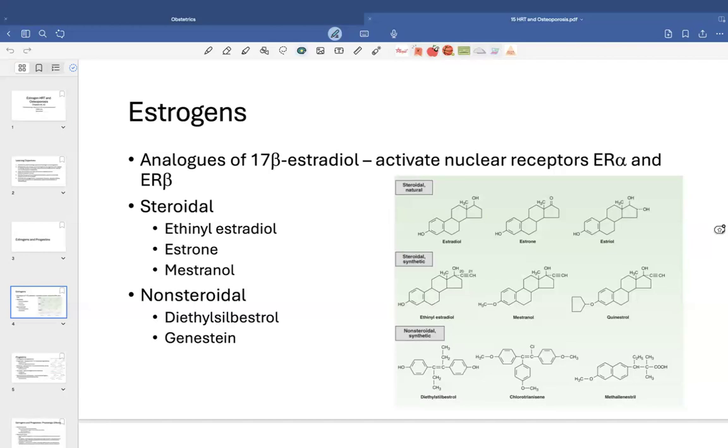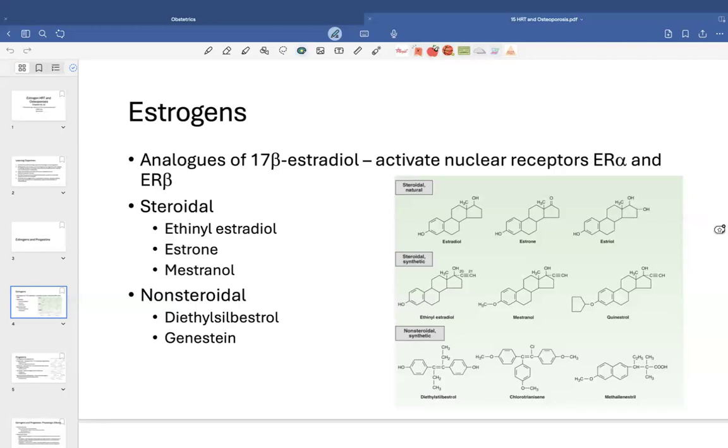And then we have non-steroidal compounds, which are synthetic, made in the lab, and can also activate the estrogen receptor, as you can see here. The main steroidal ones that are pharmacologically available are ethinyl estradiol, estradiol, estrone, and mestranol. And amongst the non-steroidal agents are diethylstilbestrol and genistein.